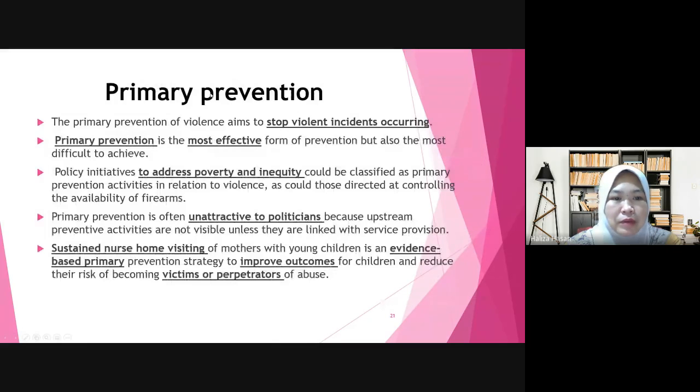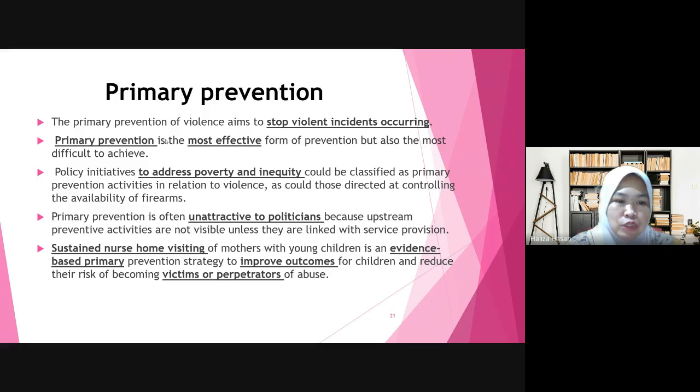So primary prevention of violence aims to stop violence incidents occurring. The first step, we have to aim to stop the violence, to stop this social problem. Okay, because primary prevention is the most effective form of prevention, but most difficult to achieve. Because to prevent, we have to give awareness, we have to educate our community.